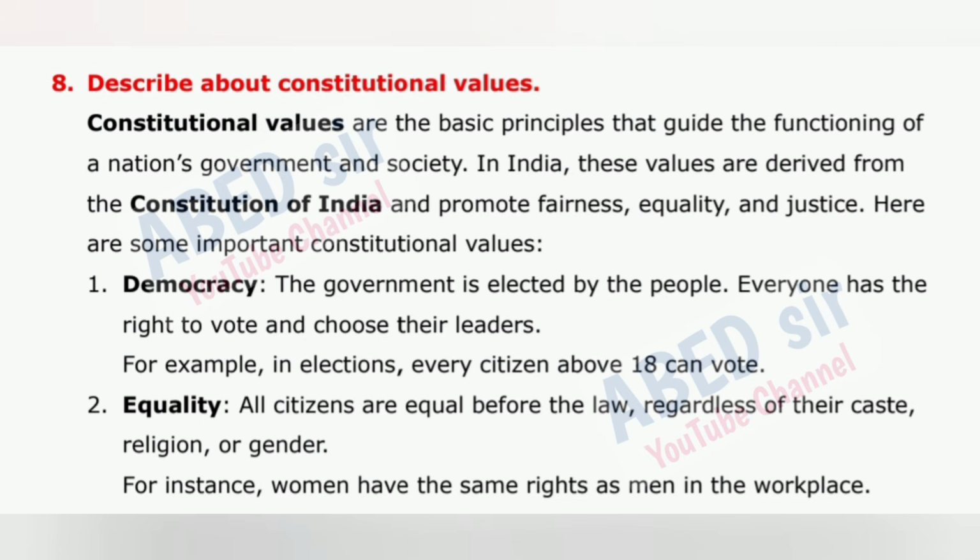1. Democracy. The government is elected by the people. Everyone has the right to vote and choose their leaders. For example, in elections, every citizen above 18 can vote. 2. Equality. All citizens are equal before the law, regardless of their caste, religion, or gender. For instance, women have the same rights as men in the workplace.